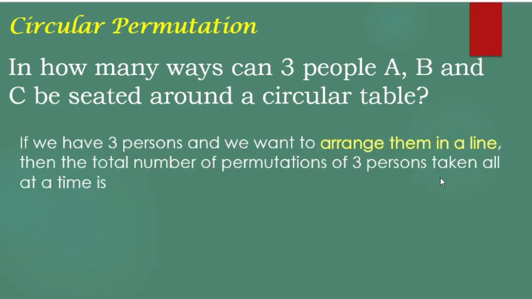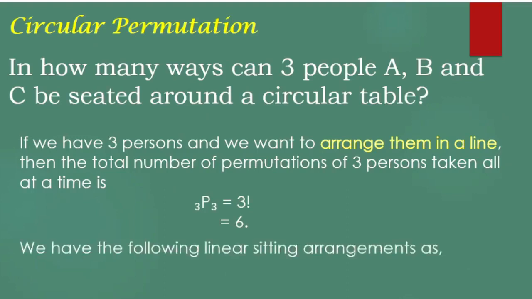If we have 3 persons and we want to arrange them in a line, then the total number of permutations of 3 persons taken all at a time is 3 factorial. So our answer is 6. Why? 3 times 2 is 6 times 1 is 6. So we have the following linear seating arrangements: A, B, C; A, C, B; B, A, C; B, C, A; C, A, B; and C, B, A.